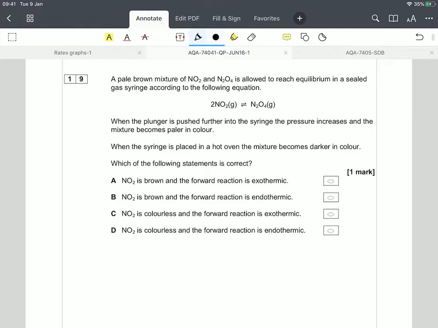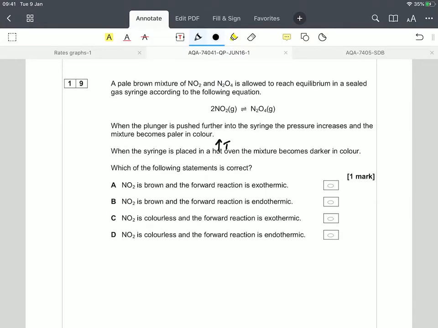So we've got an equilibrium question, okay? I use this sometimes with GCSE groups, just as a challenge question for anyone that's doing pretty well with GCSE equilibrium. It's all quite logical. It's just hard to read, right? It just takes time to read. There's all this stuff. I'm not going to read it all out, but crucial bits. When the syringe is placed in the hot oven, so increasing the temperature, the mixture becomes darker in colour, okay?